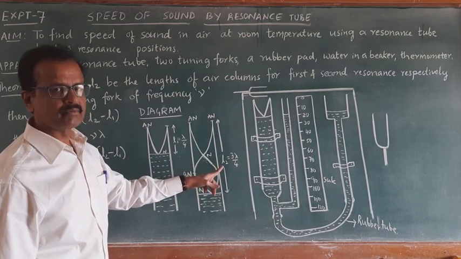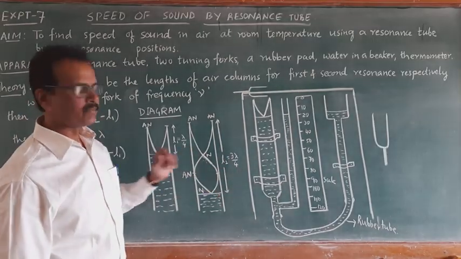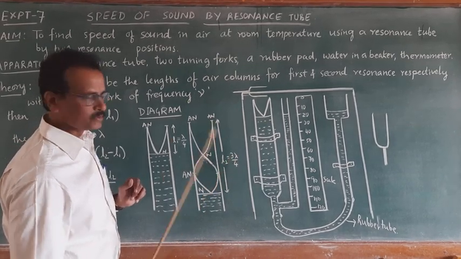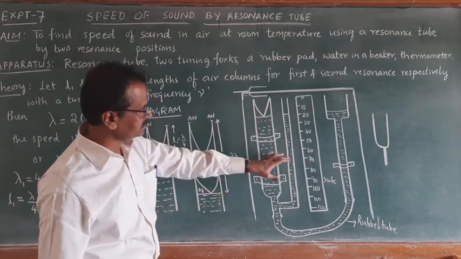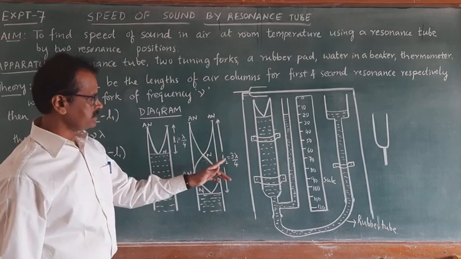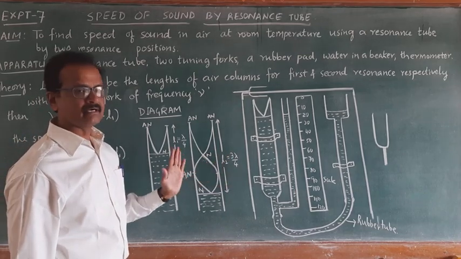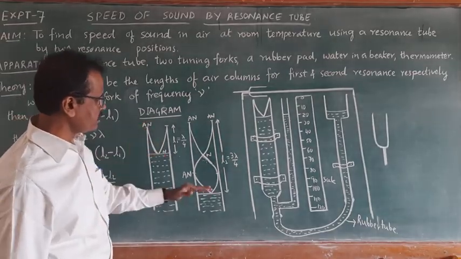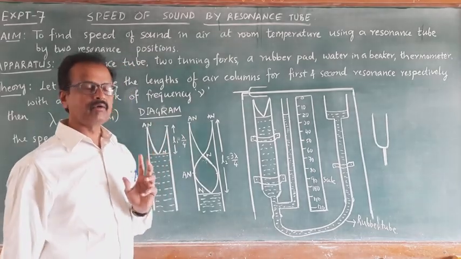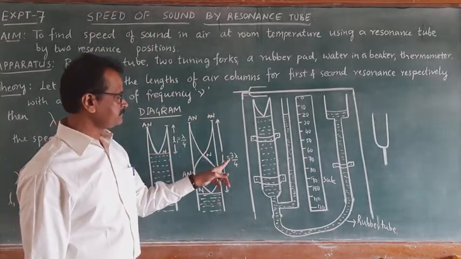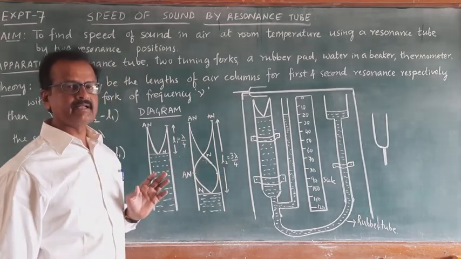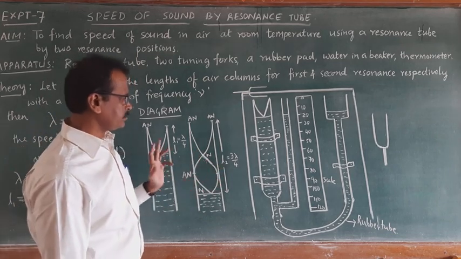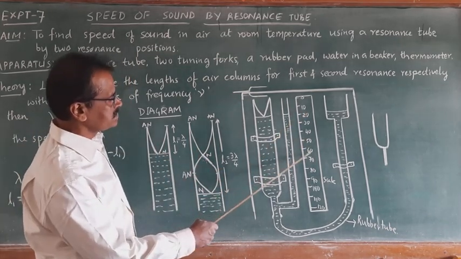This corresponds to the second resonating length, for which lambda is equal to 4L2 by 3. We take this length as L2, which is nearly 60 centimeter. It is not second, it is third harmonic, because we get only odd harmonics, if you remember. For one end closed, one end open, we get only odd harmonics. The third harmonic is given by lambda equal to 4L by 3. Using this, we get L1 and L2, corresponding lengths nearly 20 and 60.